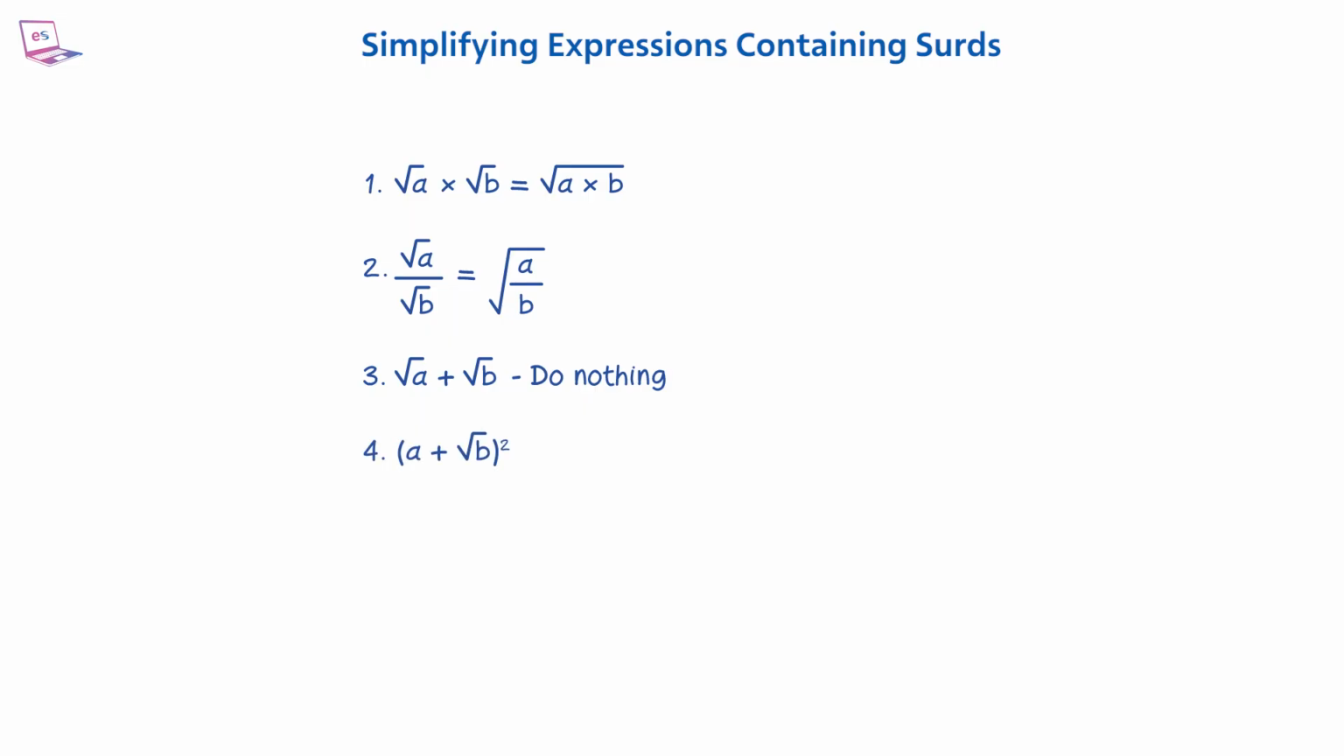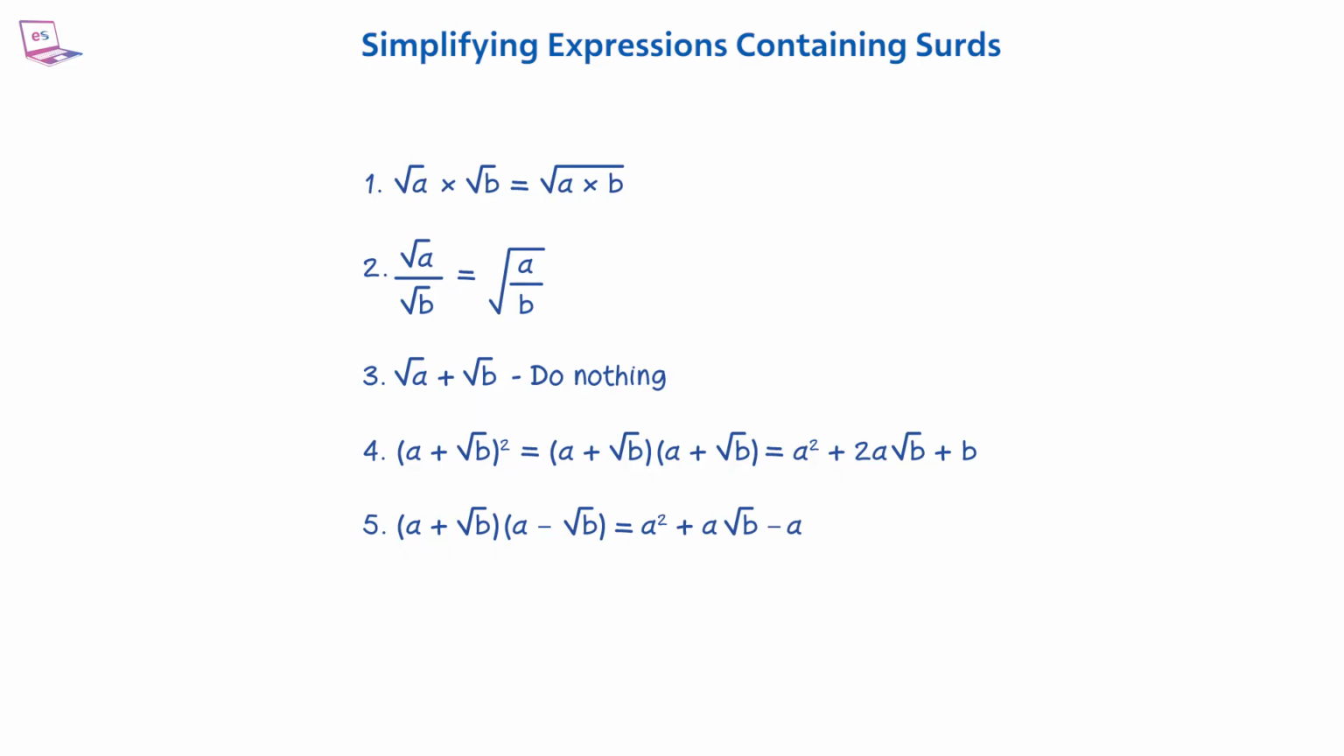Rule 4: a plus root of b to the power of 2 equals a plus root b times a plus root b, which equals a squared plus 2a times root b plus b. Rule 5: a plus root b times a minus root b equals a squared plus a times root b minus a times root b minus root b to the power of 2, which equals a squared minus b.